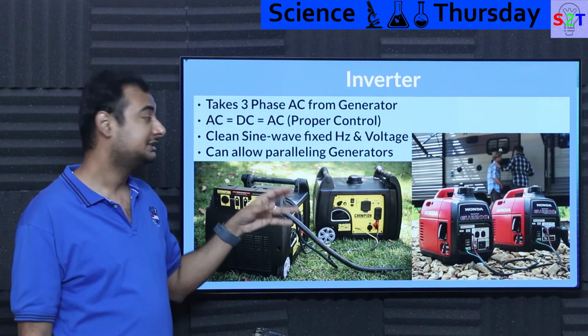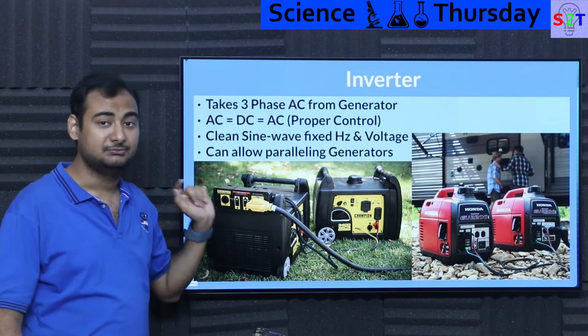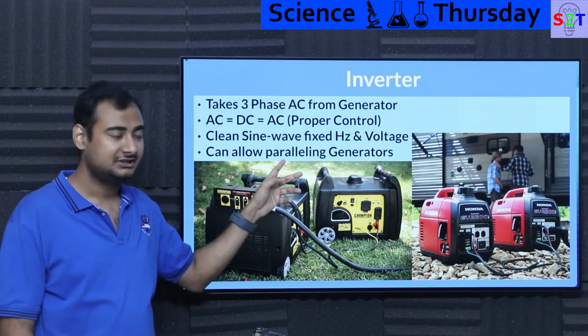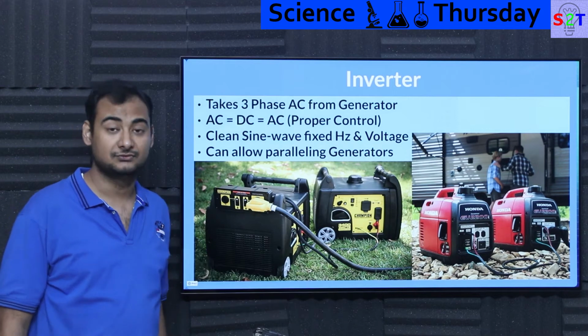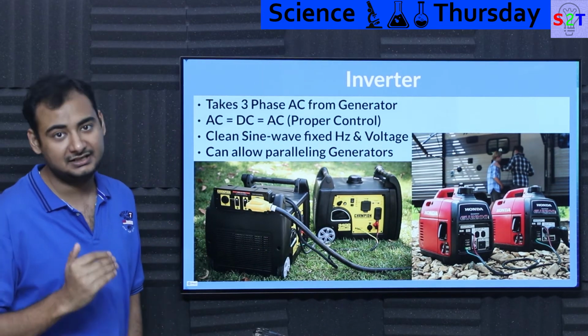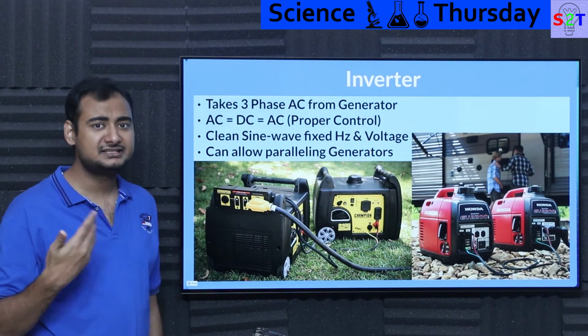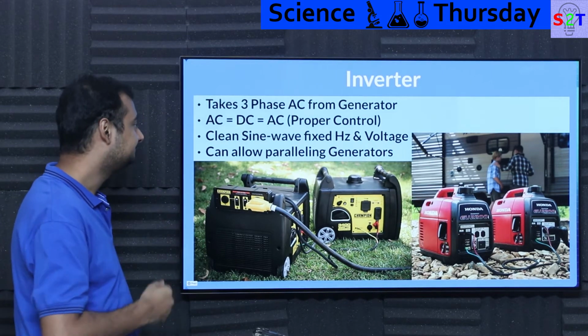Now what's the benefit of that? Because you are taking from a clean DC pool, you have proper control, meaning you can get a proper sine wave with fixed frequency and fixed voltage, meaning these things are good enough that they can run sensitive electrical equipment, or even inverter ACs, things that require a lot of semiconductors. Basically it can be done.